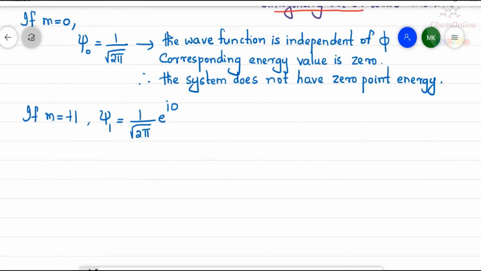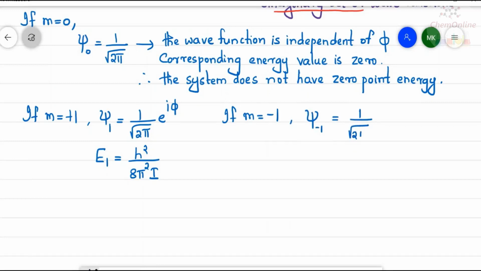If m equals plus 1, then xi 1 equals 1 by root 2 pi e raised to i phi, and E1 equals h square by 8 pi square I. Similarly, if m equals minus 1, then xi minus 1 equals 1 by root 2 pi e raised to minus i phi, and E1 equals h square by 8 pi square I.